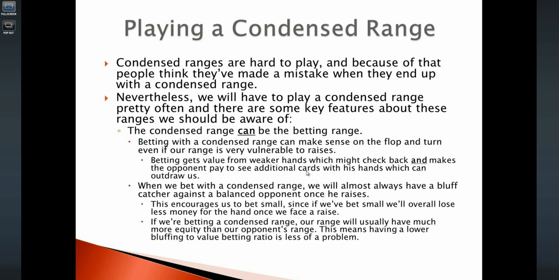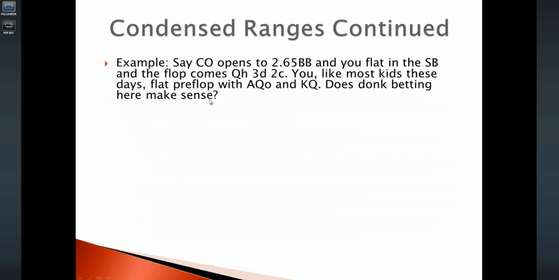This isn't usually a problem if we're betting a condensed range, because in order to make betting a condensed range make sense, our range overall needs to have more equity than our opponent's for the most part. In other words, we would never bet a condensed range if our opponent had us beat like 40% of the time on the flop, because our range is just way too weak at that point. This is a very tricky concept, so we're going to illustrate it with an example right here.